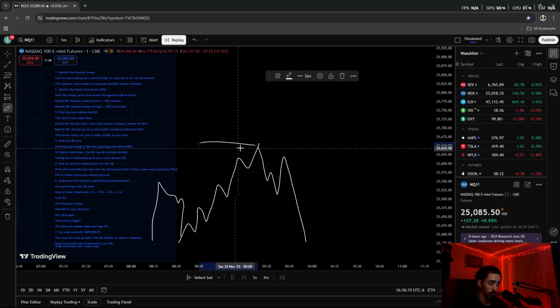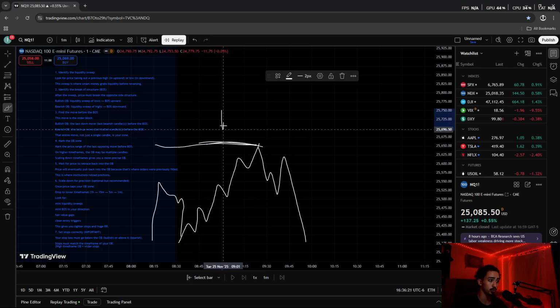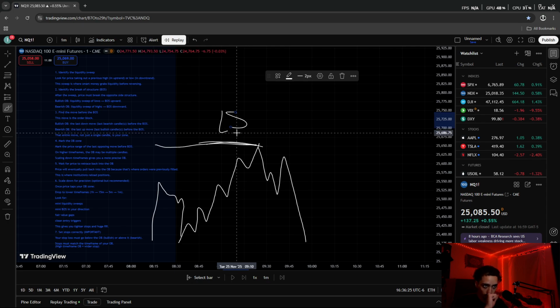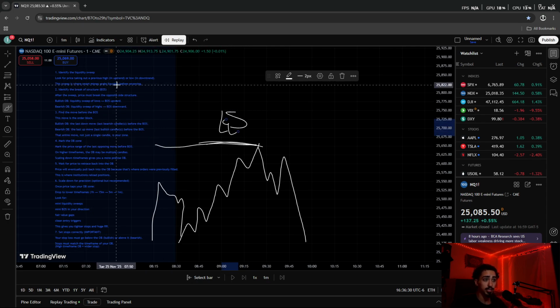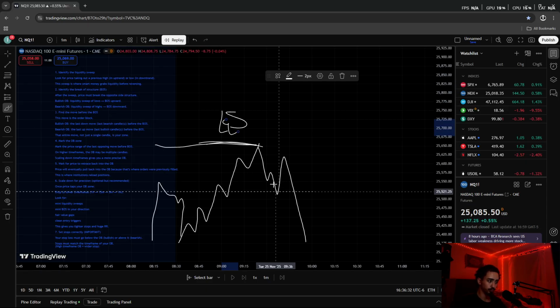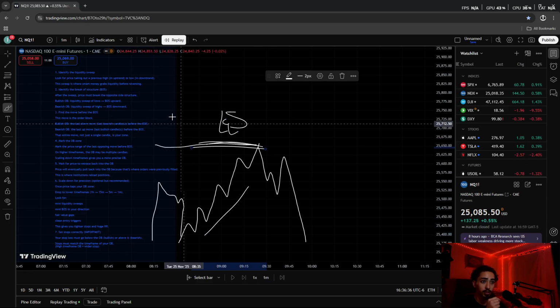So let's say we just swept liquidity right here, all right? We had highs right before this, and we just swept it out. So that's our liquidity sweep. Look for price taking our previous high or low. In this case, we're in an uptrend. We just took out previous highs.